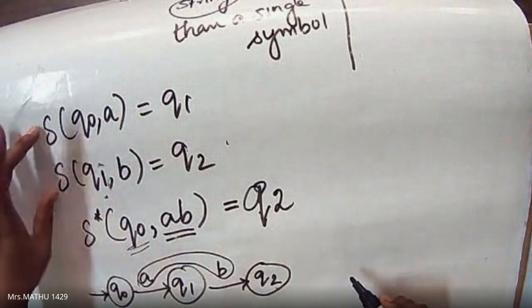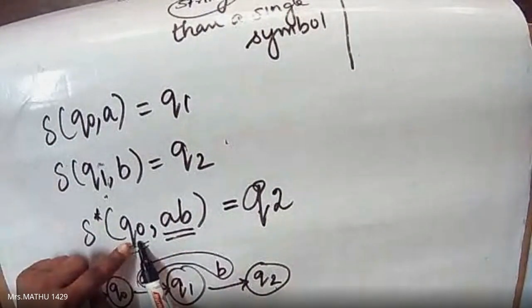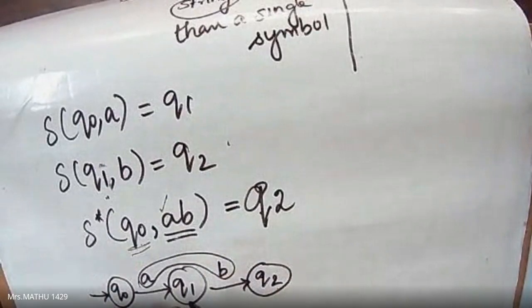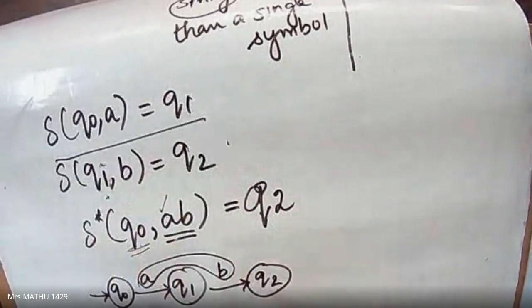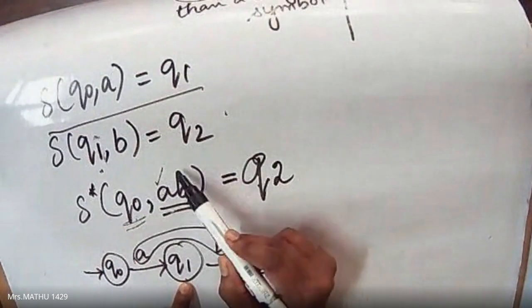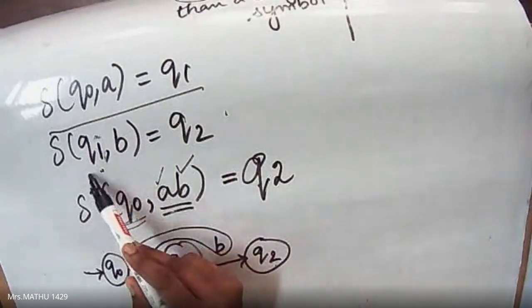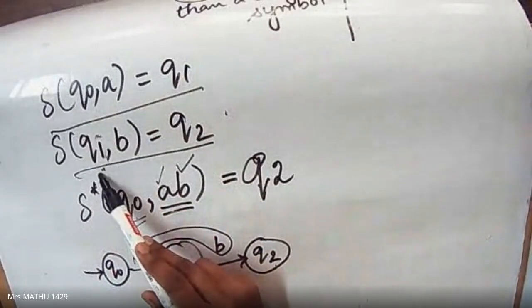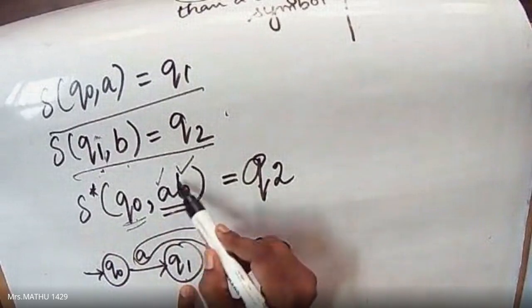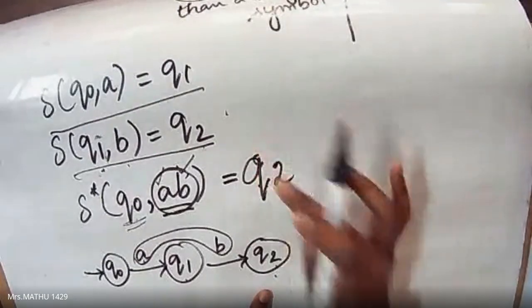Based on the given transition functions, from q naught, first it reads input A. When it reads input A, it reaches q1 based on this transition function. Then from q1, it reads the next input symbol, that is B. From q1, if we are reading input B, then it reaches q2. So that means after reading the entire input string AB, it is reaching the state q2.